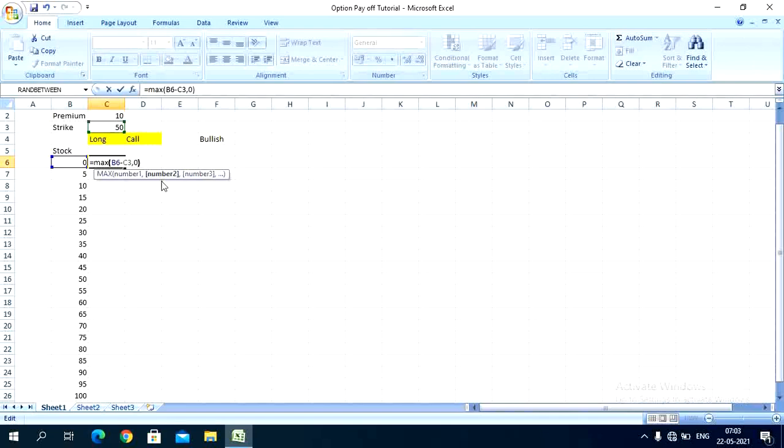See, if the market price, the stock price, is less than the strike price, then it will not be exercised. So the value will be 0, right? When the stock price is, let's say, 10 rupees and the strike price is 50 rupees.